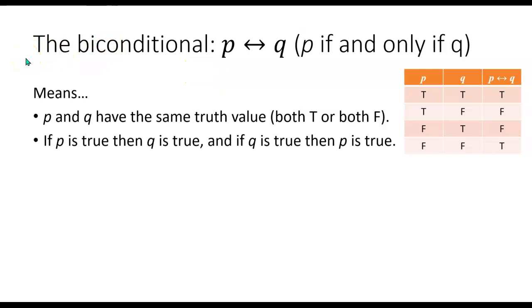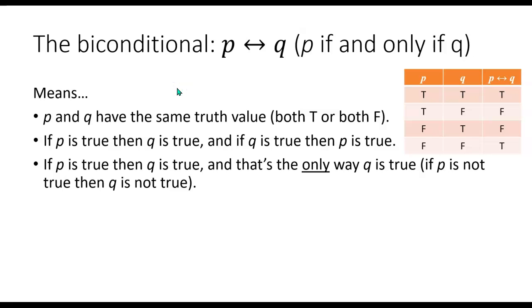It also means that if P is true, then Q is true, and at the same time, if Q is true, then P is true. And another way to put it is that if P is true, then Q is true, and that's the only way that Q is true. So if P is not true, then Q must not be true.